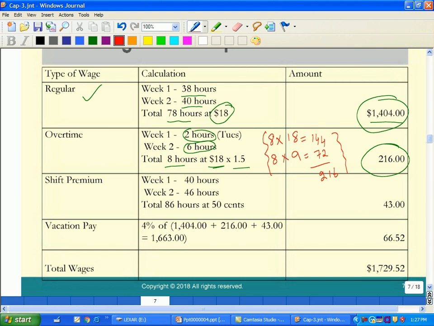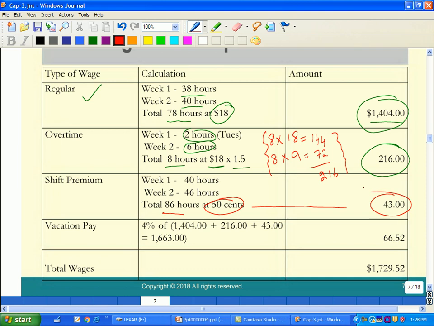Okay. Now, shift premium. Okay. So, week 1 was 40, that is the normal, and week 2 was 46. So, total hours are 86. Okay. And the premium was 50 cents. So, when we have 40 plus 46, total is 86, multiplied by 50 cents, it would be 43.